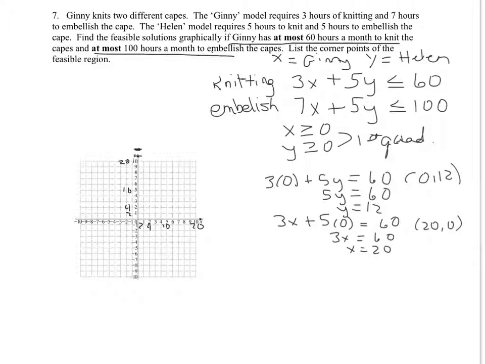So now we're ready to plot this graph. 0, 12 would actually be 2, 4, 6, 8, 10, 12, which is going to be right here. And 20, 0 is going to be right here. So there's that inequality graphed. And since our inequality says 3x plus 5y is less than or equal to 60, if I put in my test point of 0, 0, that would make it a true statement. So I know that I want to shade below this line.